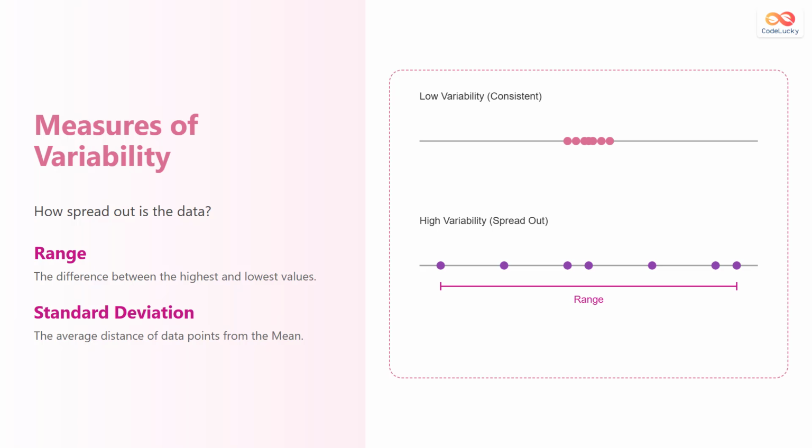But knowing the center is not enough. We also need to know how spread out the data is. This is called variability. The range tells us the distance between the smallest and largest numbers. The standard deviation tells us, on average, how far each data point is from the mean. If the standard deviation is high, the data is very spread out. If it is low, the data is clustered closely together.